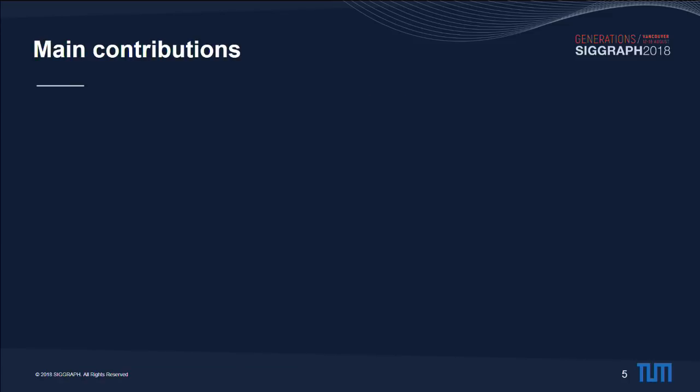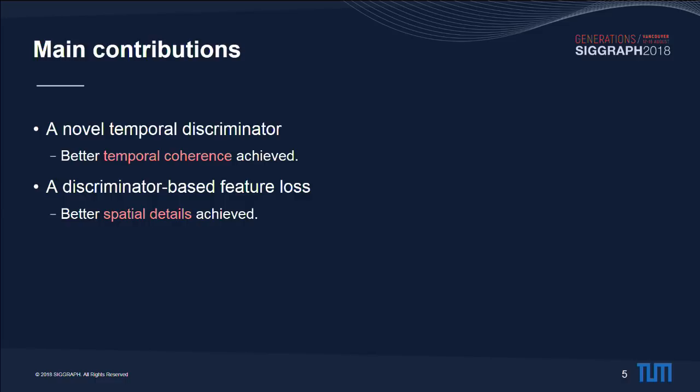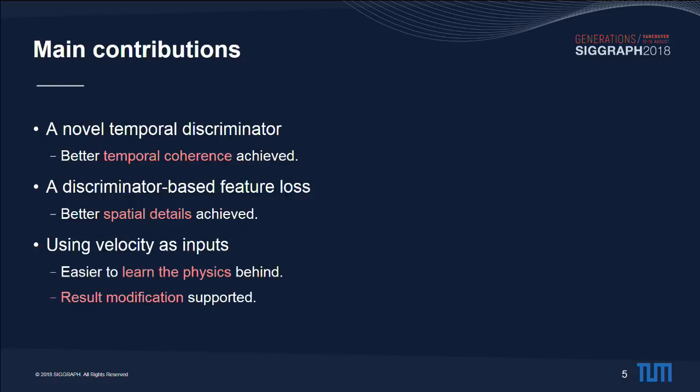Compared to the previous works, our work has the following main contributions. First, we propose to use a novel temporal discriminator, which results in better temporal coherence. By using a discriminator-based feature loss, we find it makes the network generate better spatial details. Last but not least, we found that by using velocity as input as well, it makes the network easier to learn the physics behind. At the same time, it also allows for result modification. Later on, we will go into these highlight points one by one in detail.